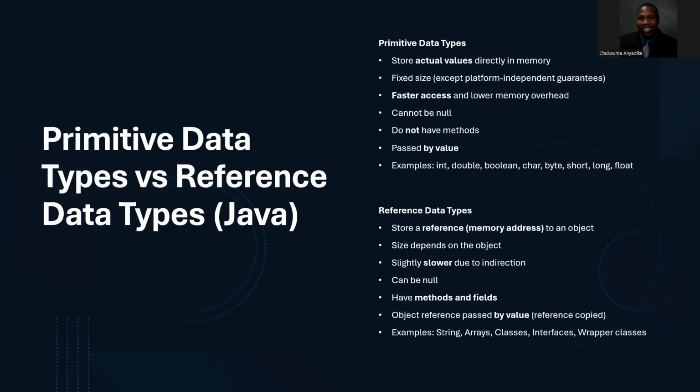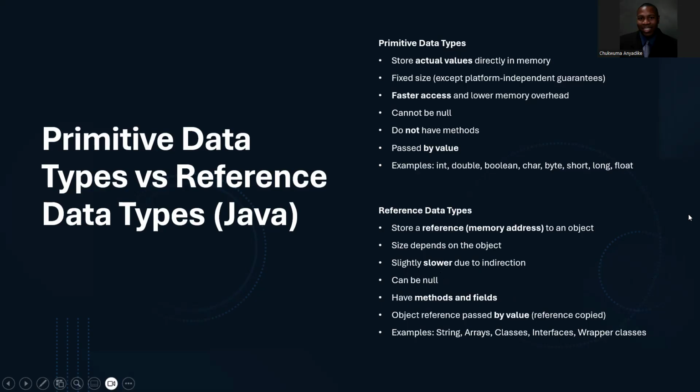What this means is that a reference type is basically storing a pointer to an object in memory, not the actual object itself. And primitive data types only hold values and they do not have methods. Reference types, on the other hand, have both attributes and methods, so methods and fields.